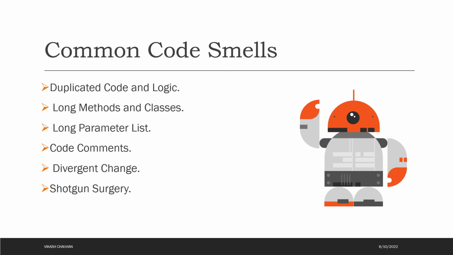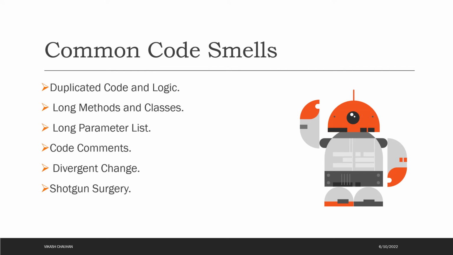The next one is long parameter lists. Sometimes we create a method which takes arguments. Usually the number of arguments is limited: 2 arguments, 3 arguments, 4 arguments. But if it goes beyond 5 or 6 arguments, then we need to think about it. Instead of passing so many parameters to the method, we can create a class or structure and pass those parameters as an object. So that is also another code smell type.